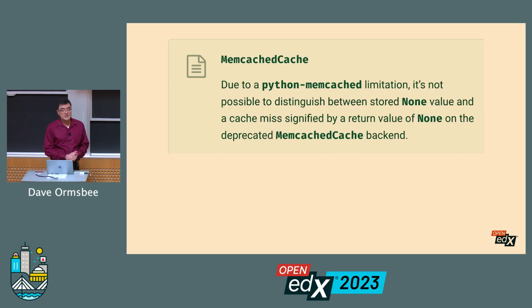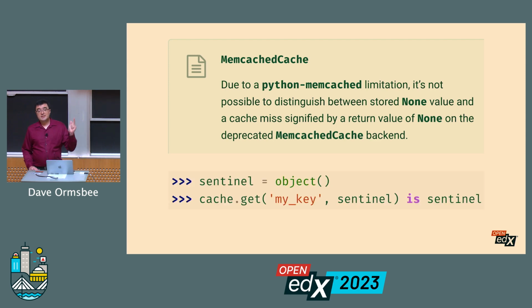So now we go to the first thing that you have to be careful of. With Memcache, because of a limitation in the current Memcache library that we use for most of our services and for our edX platform, if you try to insert None as a value to the cache and try to fetch it back, it will come across as a cache miss. This is the way you're supposed to use the Django Cache API to differentiate between a None value and a cache miss. You create a sentinel, just like we did in our previous example, and you call cache.get with your key, and you pass in the sentinel as the default value. If you get the sentinel back, that means there was a cache miss.